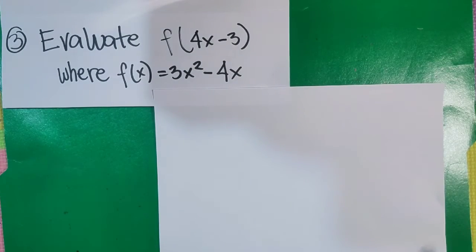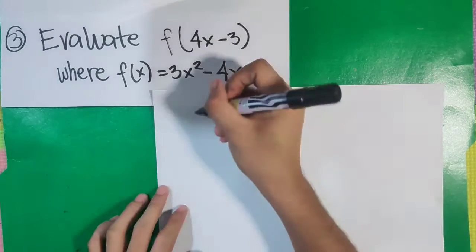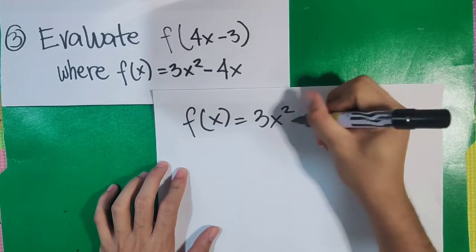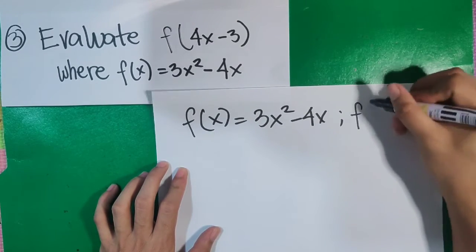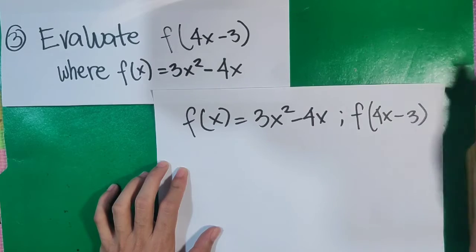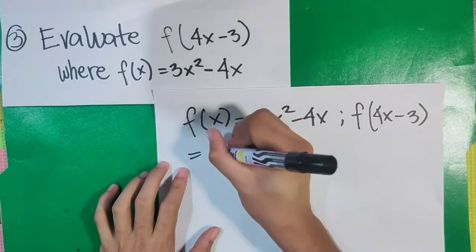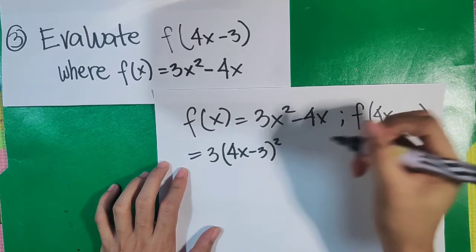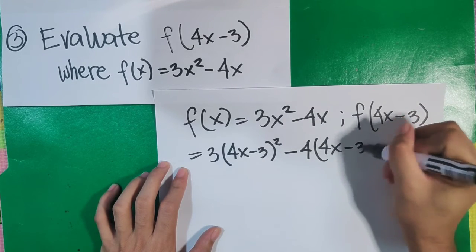Okay, let's do the next example. Evaluate f of 4x minus 3 where f of x equals 3x squared minus 4x. So we need to copy first the given function, which is 3x squared minus 4x, and the condition f of 4x minus 3. So we need to substitute this 4x minus 3 for x. So 3 times the quantity 4x minus 3 squared minus 4 times 4x minus 3.